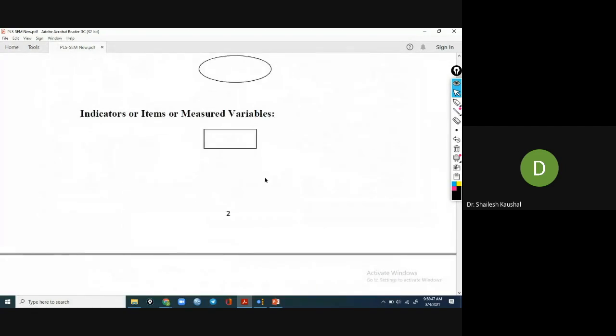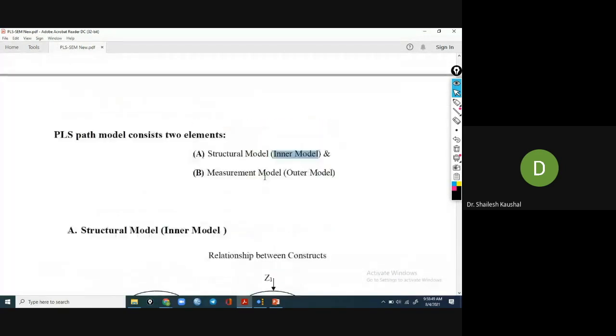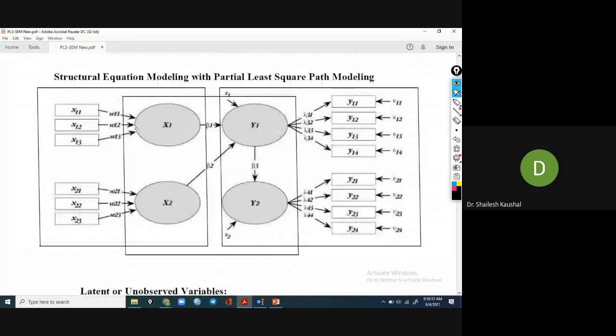Okay. Then there are two things. Inner model means this is our inner model. You can see the inner model here. So there are two models. Inner model means it's a structural relationship. Okay, this is my inner model.